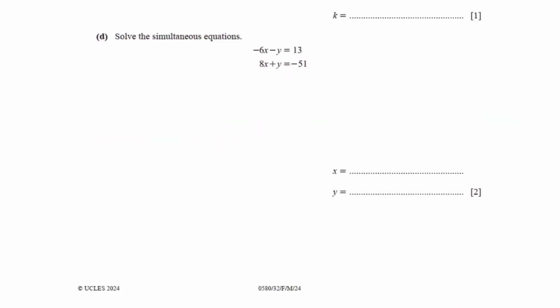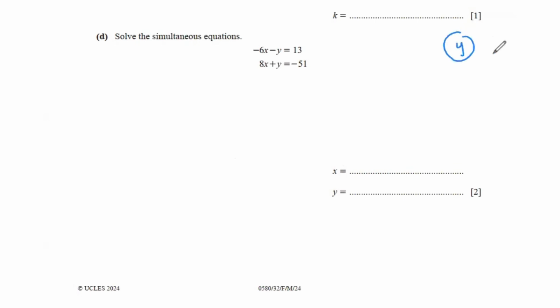Then part D says solve the simultaneous equations. So in this, you can either use the elimination method or the substitution method. I'm going to pick elimination because that's going to be less time consuming. When you're using the elimination method, you need to first decide which variable you want to eliminate. I want to eliminate y.